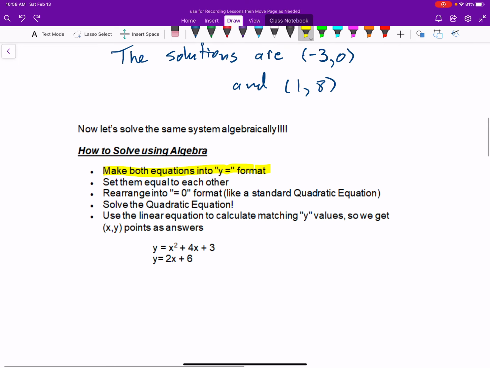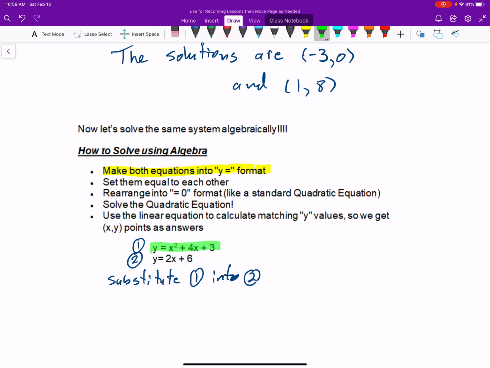Then we're going to set them equal to each other. Basically what we're doing is we're going to take one of the equations and substitute it into the other. So using some terminology that you may be familiar with from grade 10, maybe I'll call this equation 1, and I'll call this equation 2, and I'm going to substitute equation 1 into 2.